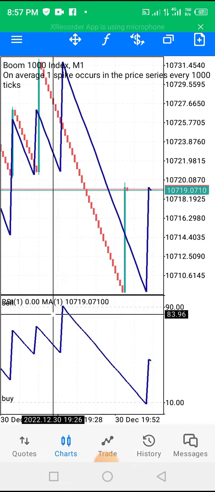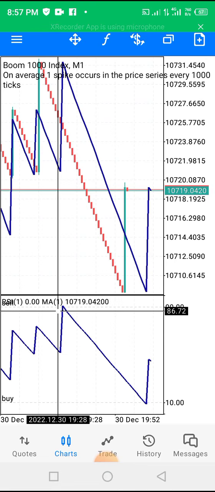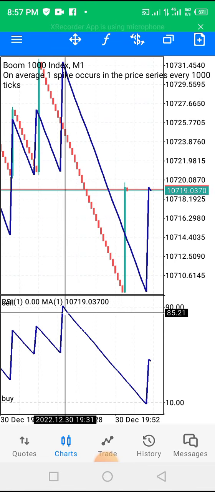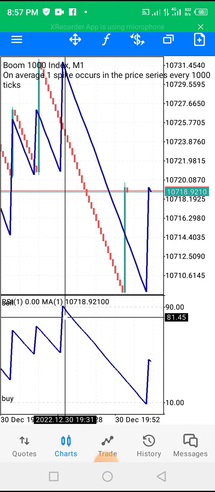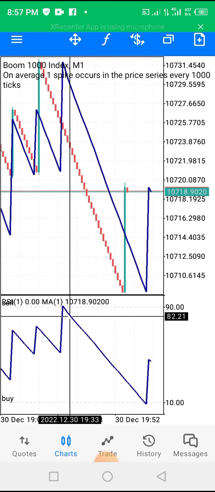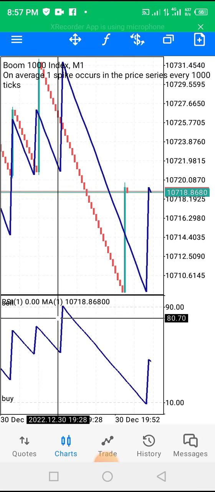When it gets to the level 90, which is the overbought level, that is when you can be sure that you can actually open your positions and start making the trade. But after the spike happened and it got to level 90, don't just start selling. Okay, that is the first condition. So the first condition is you wait for a spike to happen and hit the level 90.